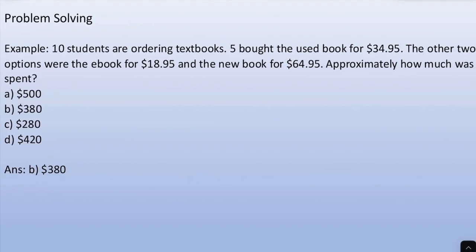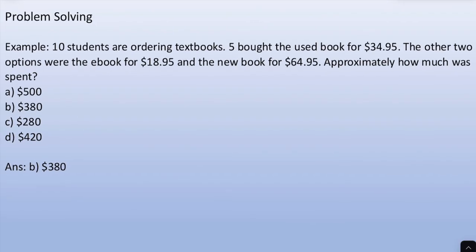Let's take a look at some word problems. It says 10 students are ordering textbooks. 5 bought the used books for $34.95. The other 2 options were the ebook of $18.95 and the new book of $64.95. Approximately how much was spent?